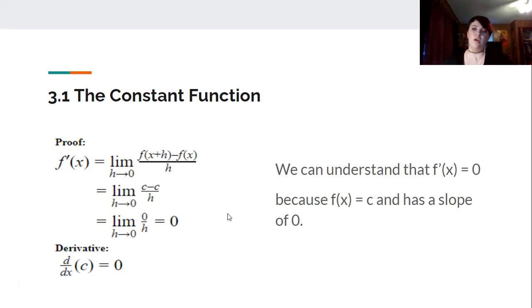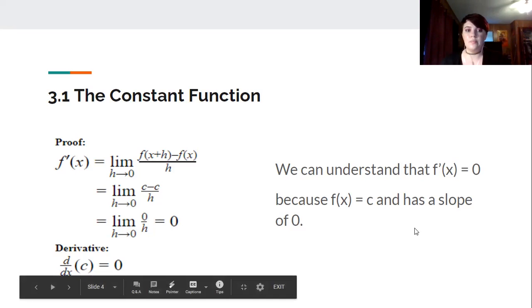We can understand that f prime of x is equal to 0 because f of x equals c has a slope of 0. So the tangent lines of a horizontal line are the same as the line itself. When you think about it, we're finding the graph of the tangent line of a horizontal line, and it's going to have the same value of 0.